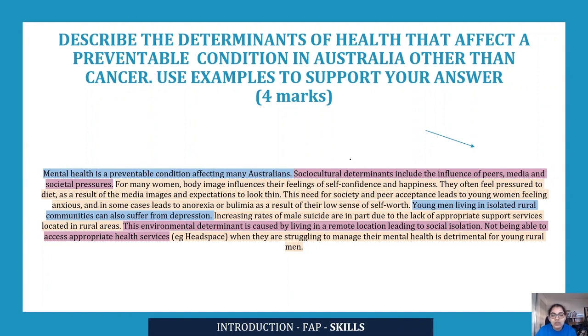Young men living in rural isolated communities can also suffer from depression. Increasing rates of male suicide are in part due to the lack of appropriate support services located in rural areas. This environmental determinant is caused by living in a remote location, leading to social isolation. So now I'm talking about the geographical determinant, and not being able to access appropriate health services.